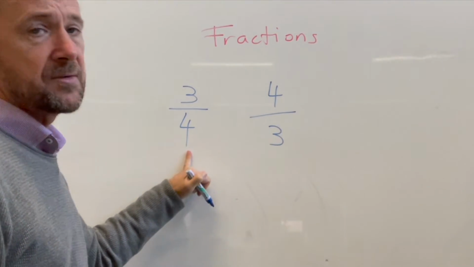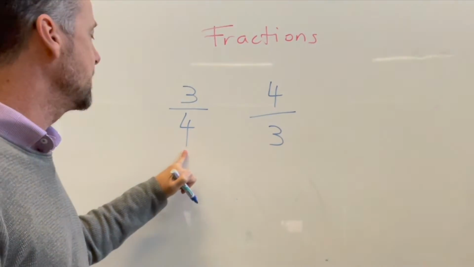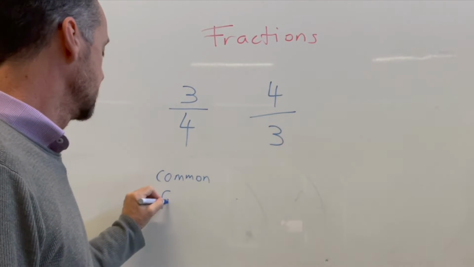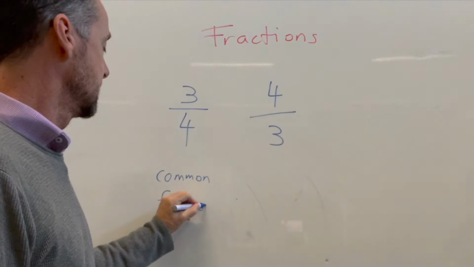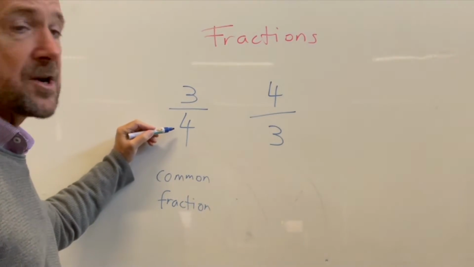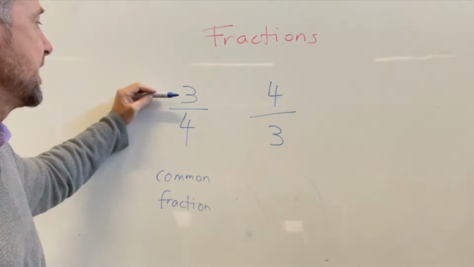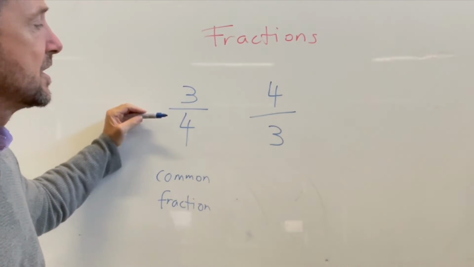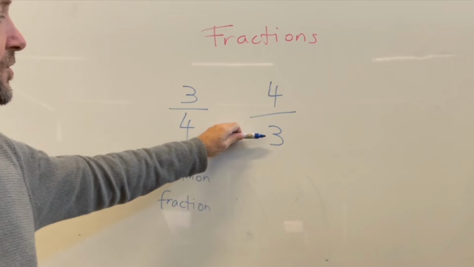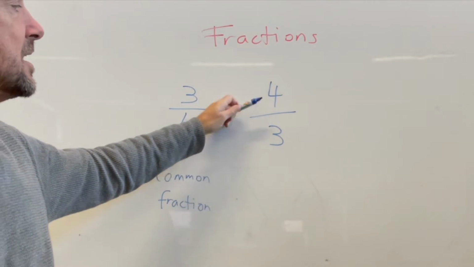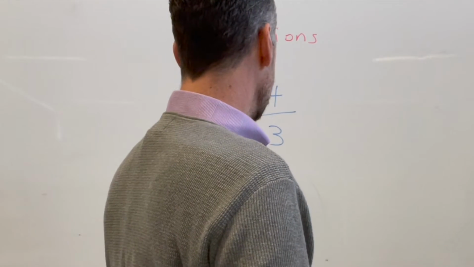Let's now look at types of fractions. So here we have 3/4, and this is what we would call a common fraction. We've got 4 items or things, something divided into 4 equal pieces, and 3 of them have been chosen. So 3/4. In this case, we've got our numerator bigger than our denominator, and this is what we would call an improper fraction.